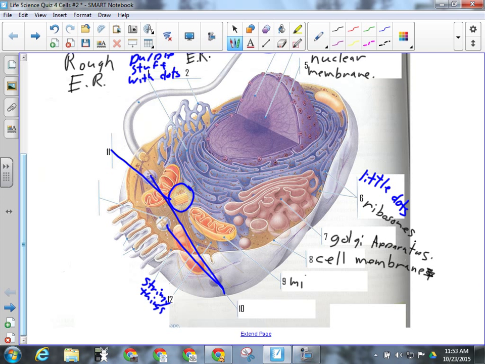Number 9. Mitochondria. The mitochondria carry out cellular respiration or burn sugar for energy, something like that.